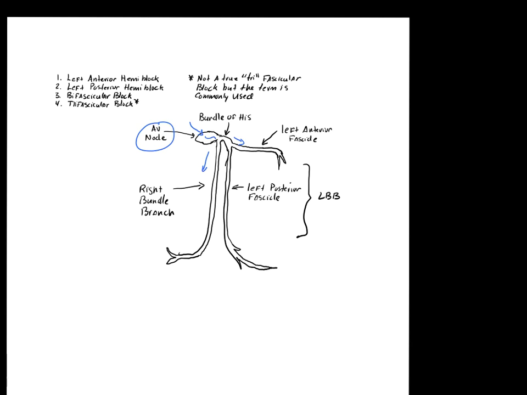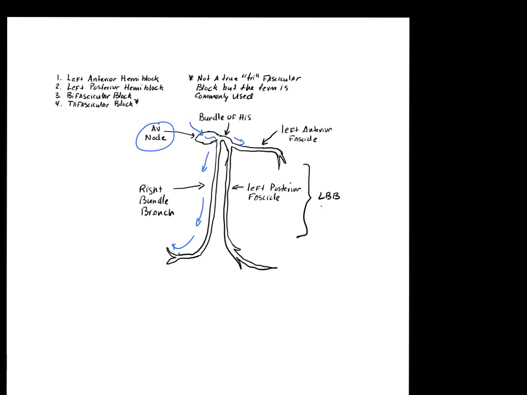So the right bundle branch is pretty much a straight pathway, and it doesn't have any major proximal bifurcations to it. You guys okay with that? It bifurcates into branches only when you get down a lot lower, where it branches out into the His-Purkinje fibers.